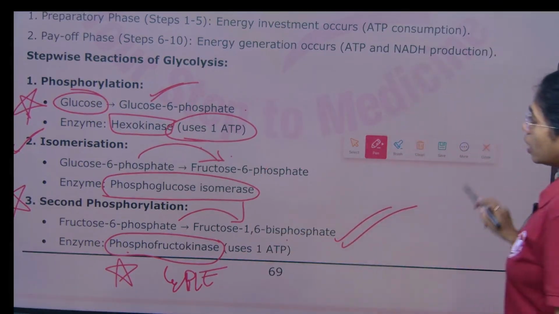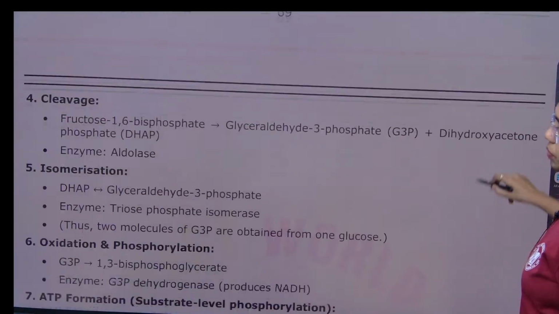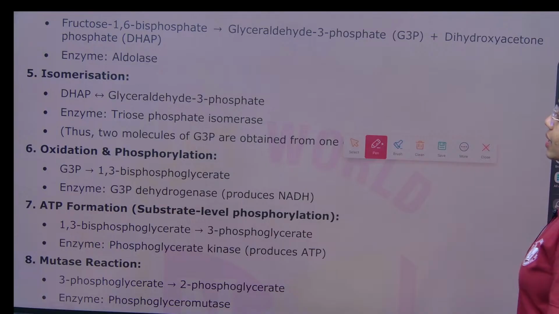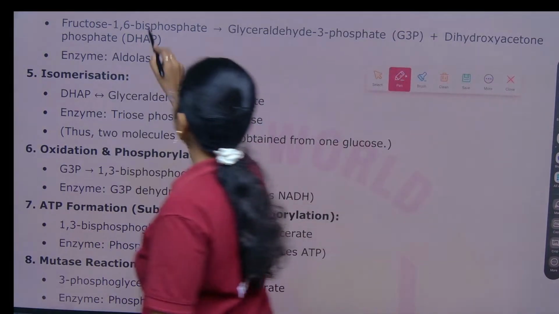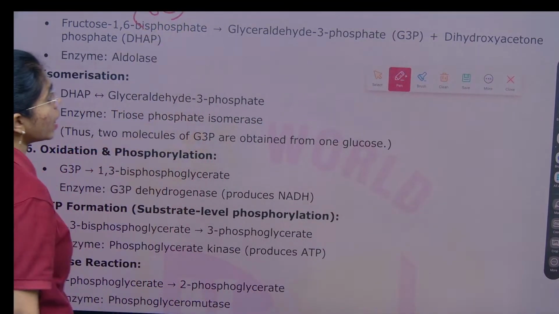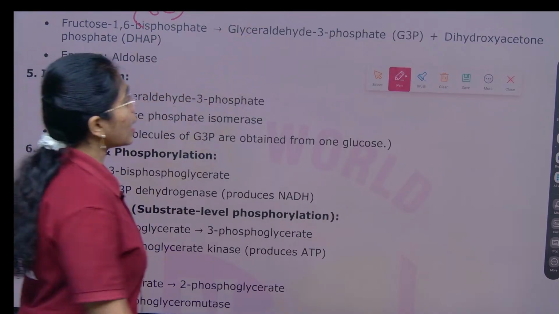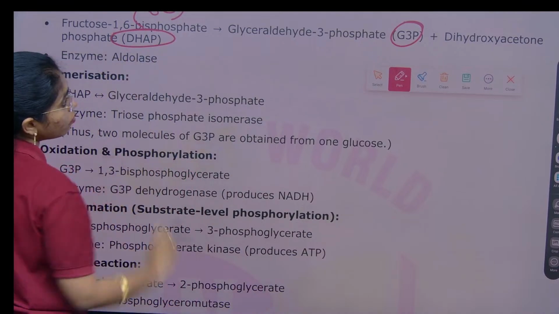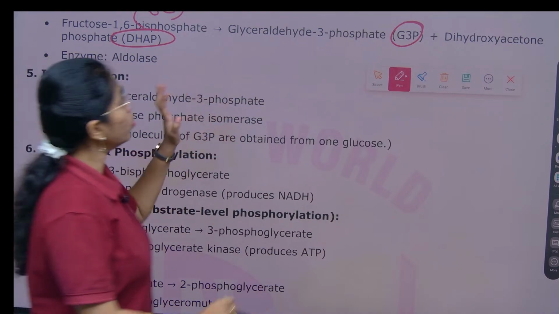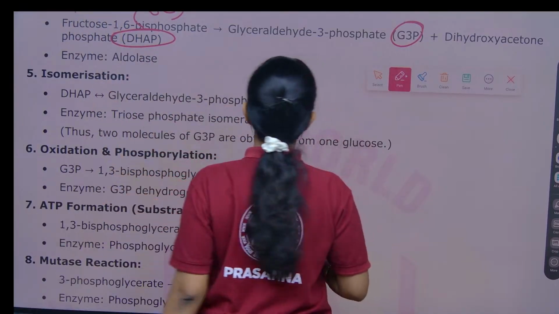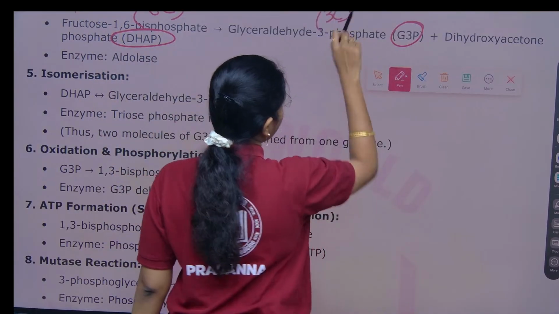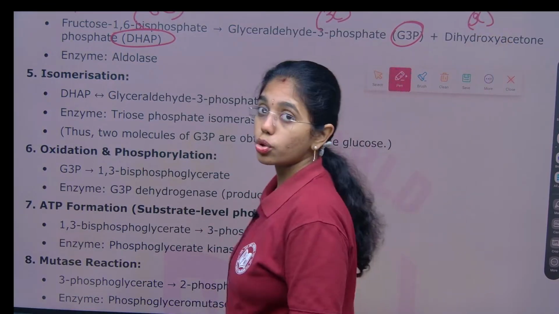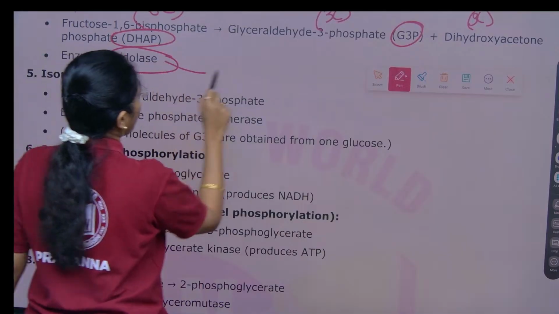Okay. Next, first 3 steps are clear. Fourth step is what? Cleavage, wherein 6 carbon fructose 1,6 bisphosphate will be cleaved to glyceraldehyde 3-phosphate and dihydroxy acetone phosphate. The 6 carbon fructose 1,6 bisphosphate is cleaved to 3 carbon glyceraldehyde 3-phosphate and 3 carbon dihydroxy acetone phosphate by the enzyme aldolase.